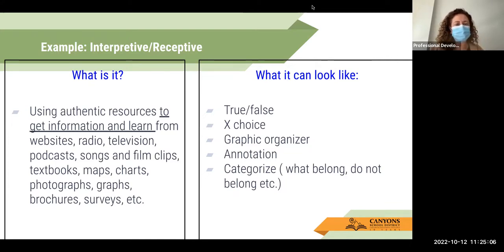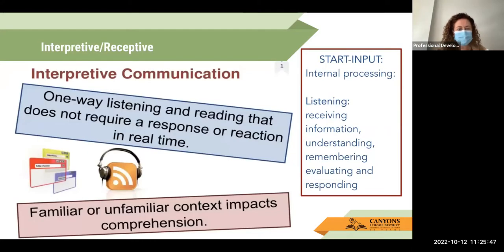So as you are doing your interpretive and receptive activities, make sure that you have a purpose for the activity, and you do have an activity that goes with the reading. It's not just reading or looking at a text. I read, I listen, I watch to get information. So students need to be able to get some information out of those authentic resources that you're going to present for them. As a teacher, you have to look for those interpretive mode materials to present to your students. Remember that in the interpretive mode, your students are going to read, listen, watch, and get some information out of those materials that you're going to give them.